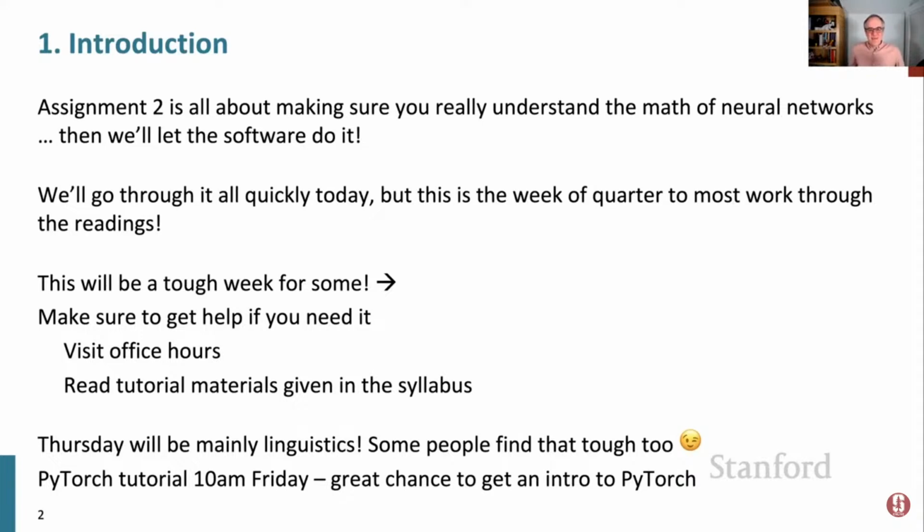Okay, so starting today, we're putting out assignment 2, and assignment 2 is all about making sure you really understand the math of neural networks and then the software that we use to do that math. So this is going to be a bit of a tough week for some. For some people who are great on all their math and backgrounds, they'll feel like this is stuff they know well, nothing very difficult.